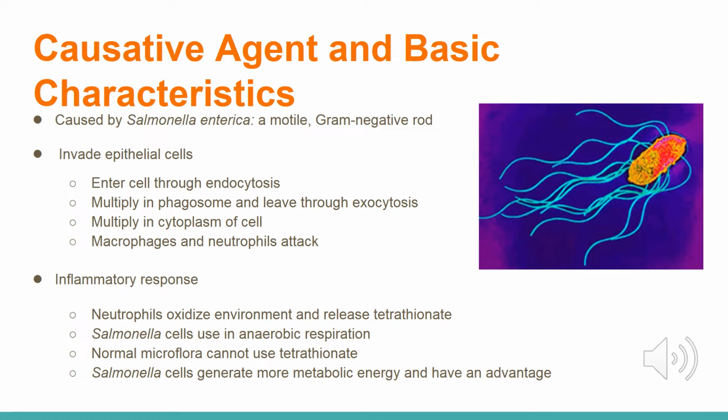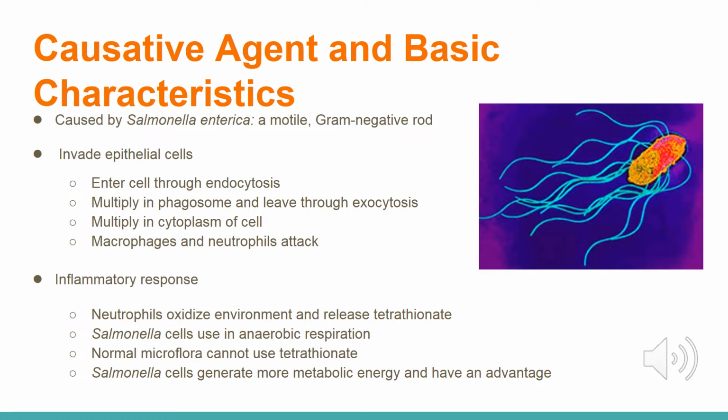Once these cells are in contact with one another, the type 3 secretion system is turned on, and now the effector proteins of the Salmonella bacteria are inserted into the epithelial cell. Because of this transfer, the bacteria is able to enter the epithelial cell through endocytosis. From here, the bacteria either multiplies within the phagosome and leaves that phagosome through exocytosis, or they leave the phagosome early on and multiply within the cytoplasm of the epithelial cell instead.